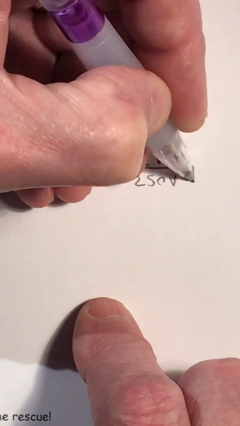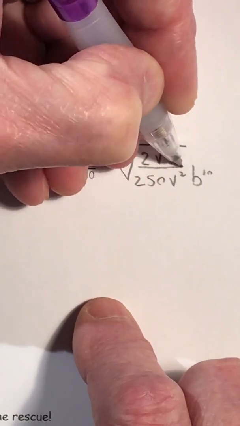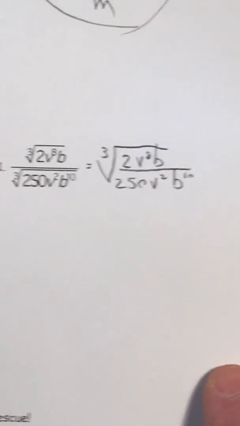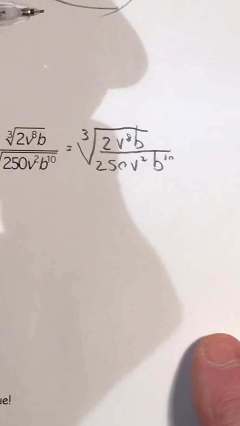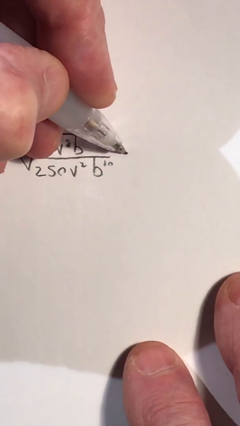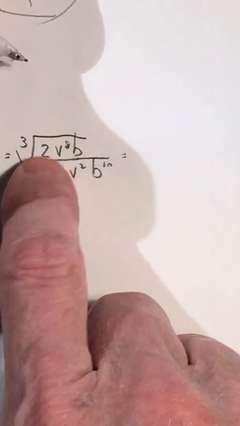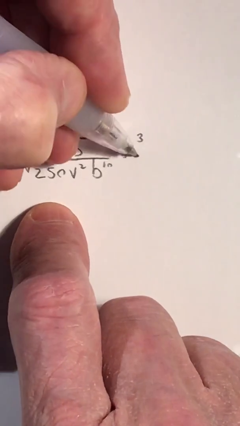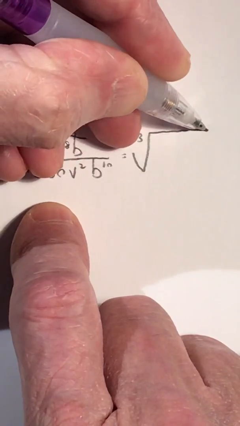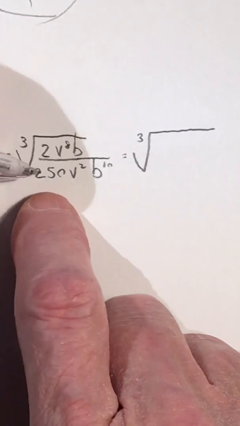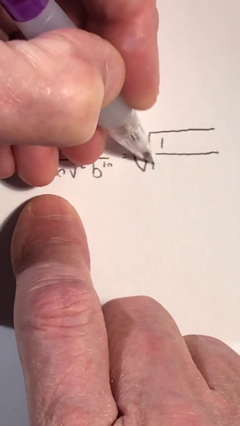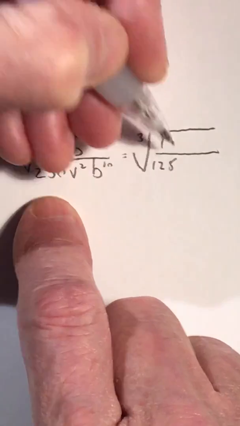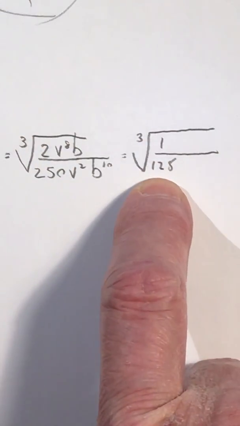Terrible handwriting if I'm not careful. Okay, that's pretty legible, I think. So, if I divide the top and bottom by 2, I get 1 and 125. I like that because 125 is a perfect third power. That's the third power of 5.